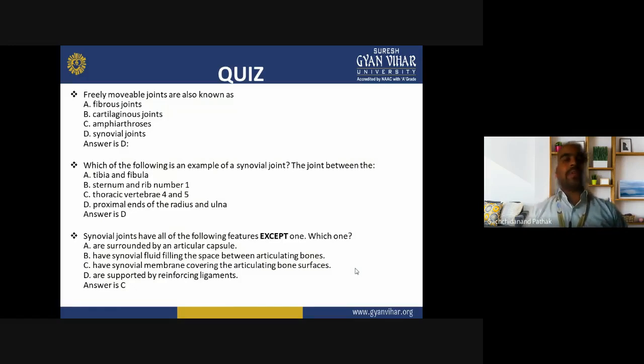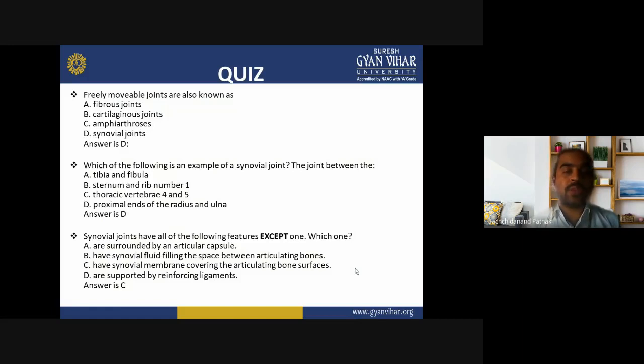Which of the following is an example of a synovial joint? Joint between the tibia and fibula, or sternum and rib number 1, thoracic vertebrae 4 and 5, proximal end of the radius and ulna. So proximal ends of the radius and ulna, that will be D. It is called the synovial joint because you can rotate. Freely movable joint is there.